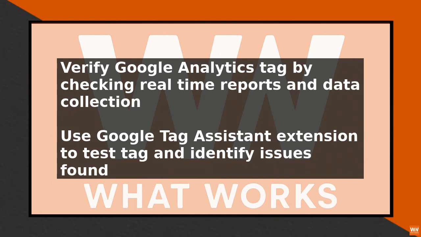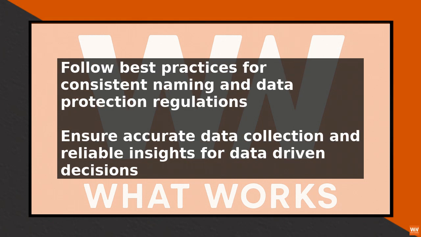Best practices for Google Analytics tag implementation include using a consistent naming convention, setting up data retention and user permissions, and regularly reviewing and updating your tracking code. It is also important to ensure that you are complying with data protection regulations such as GDPR and CCPA.